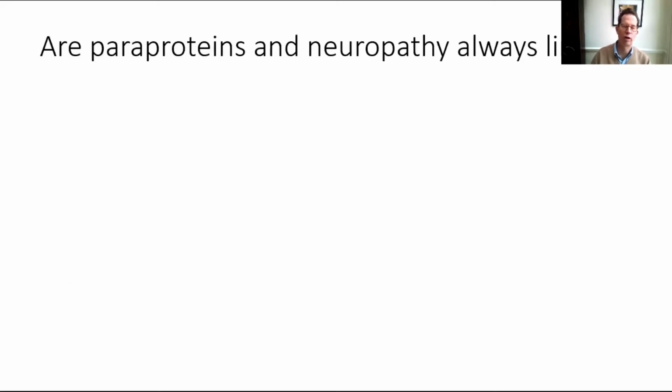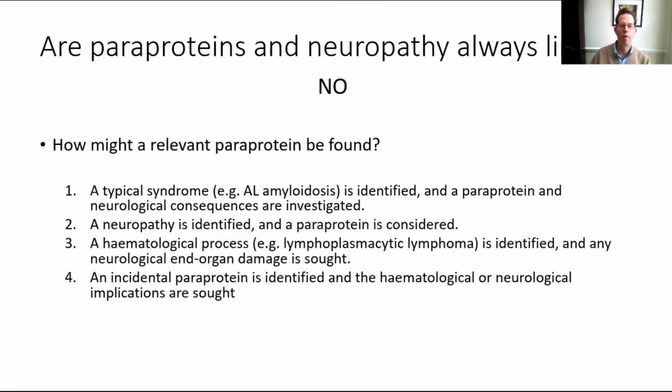So the first question to ask is, are paraproteins and neuropathy always linked? And the very easy answer to that is no. Paraproteins or relevant paraproteins can be found in a number of ways. If there's a typical syndrome, such as AL amyloid, you then go hunting for and find the paraprotein, and the neurological consequences of that can be investigated.